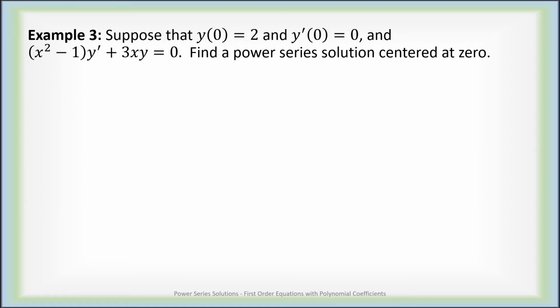As our third example, let's do an initial value problem. Suppose y of 0 is 2, y prime of 0 is 0, and we have the differential equation (x squared minus 1) y prime plus 3xy equals 0. Find a power series solution centered at 0.